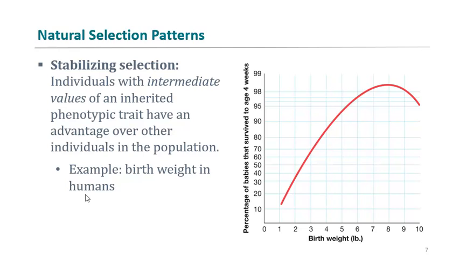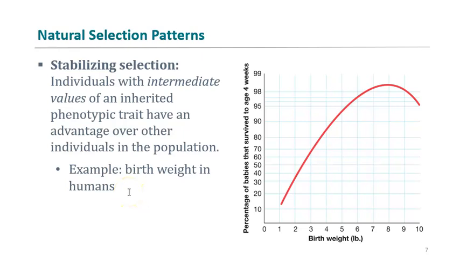Now, one example of stabilizing selection is human birth weight. Infants of moderate weight actually have higher survival rates than very small or very large infants, right? Obviously being born underweight is not very good, but we also see at the other end of the spectrum on our graph that the higher weights do not increase the survivability of the infants. So that intermediate trait is what's favored.